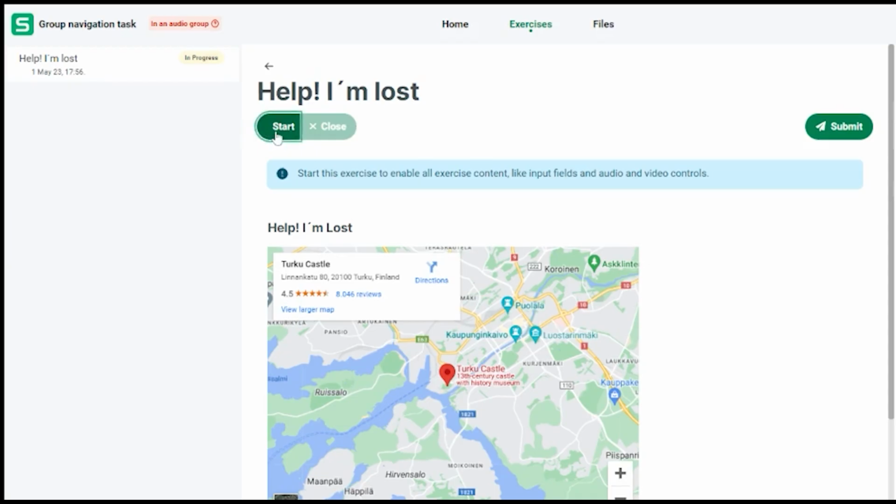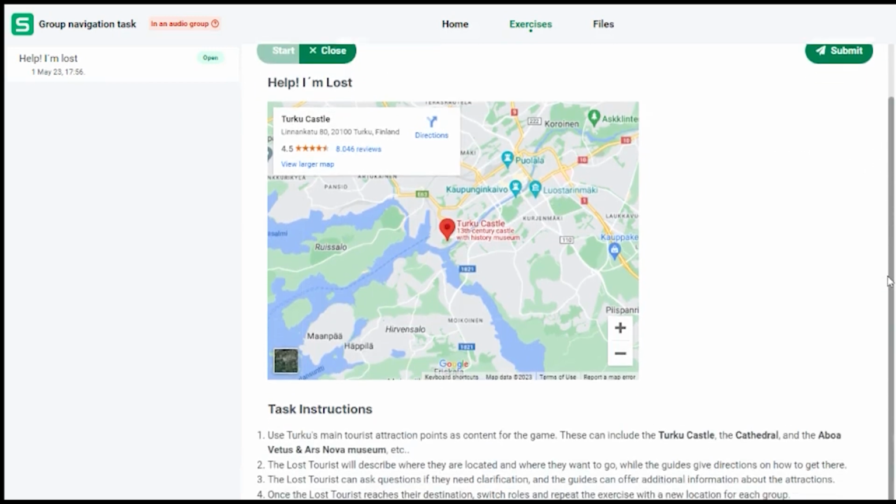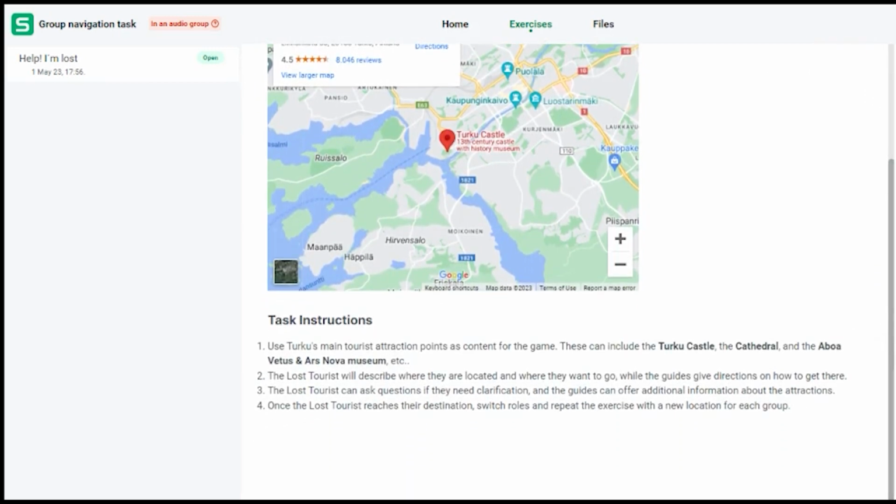Now let's practice CCQs and ICQs in action. In this task, "Help, I'm lost," this is a group navigation task where students must role play a lost tourist and a helpful guide using directional language to give instructions.